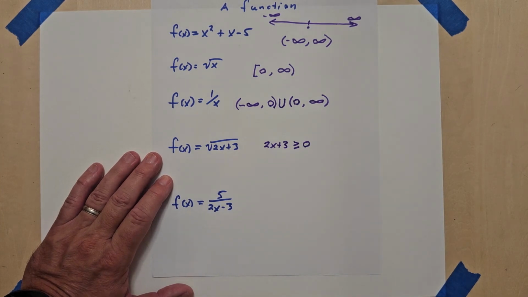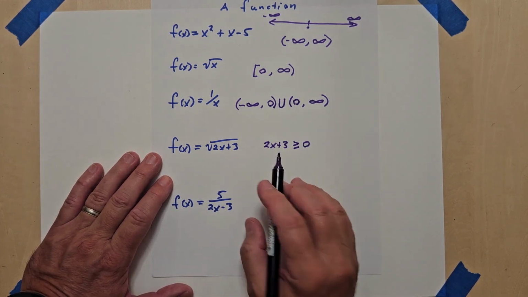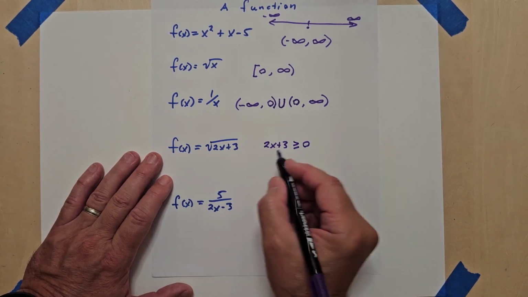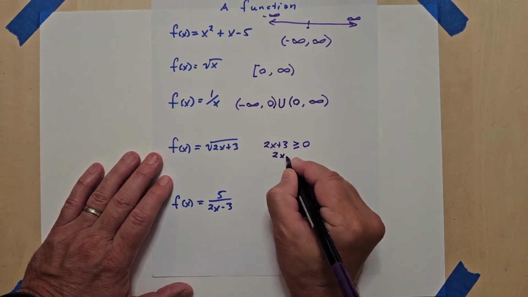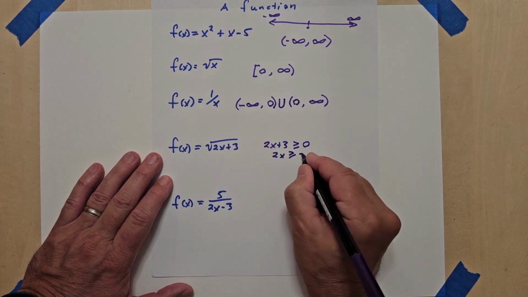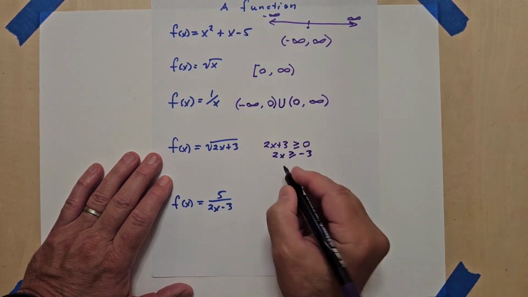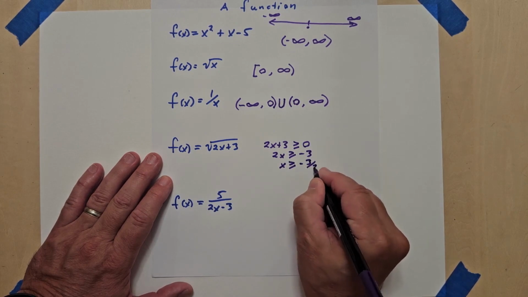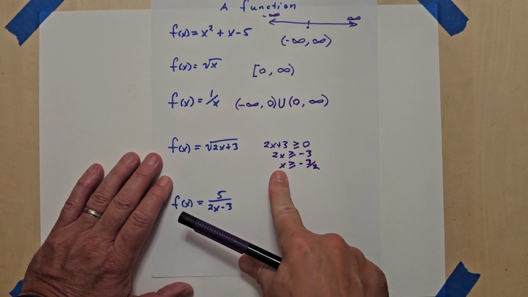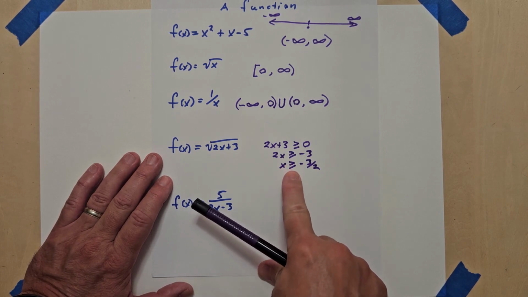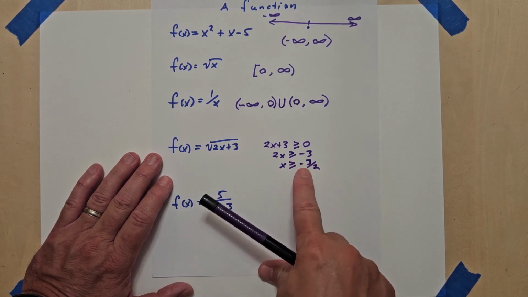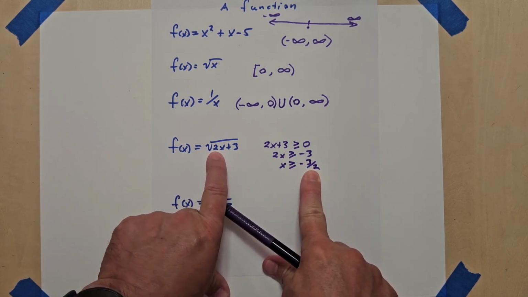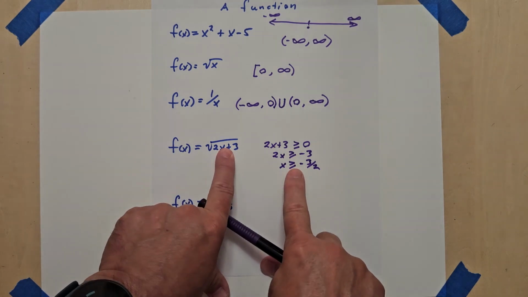Okay? And now we solve this inequality for x, and it tells us the values of x that would be okay in the domain. So we're going to subtract the 3. We're going to divide by 2. And we find out that x must always be greater than or equal to negative 3 over 2. Negative 3 over 2 is what would make this 0. Okay? And that's okay. So it's included. We have the equal sign there.